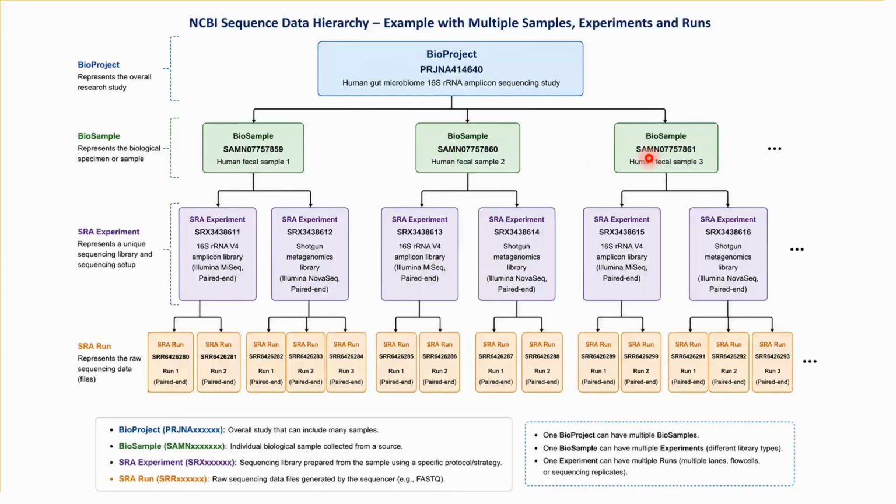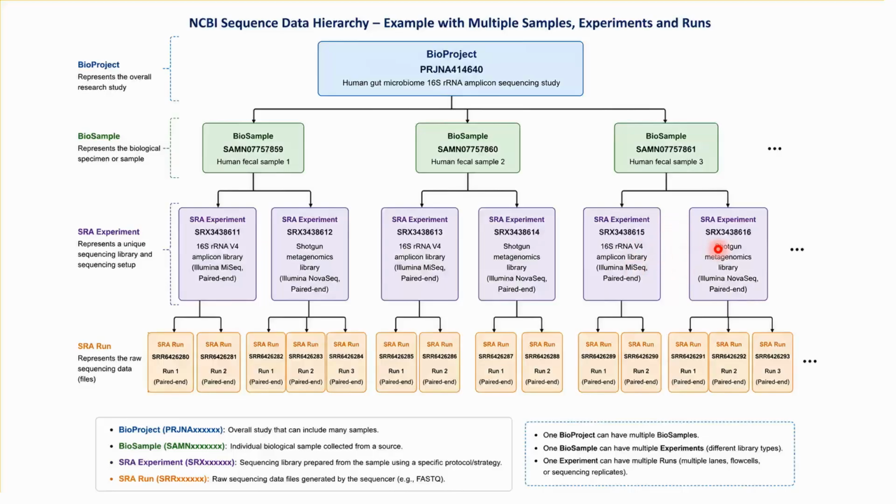Each biosample represents an individual biological specimen. In this case, human fecal samples collected from different individuals. Now look below each biosample. Each biosample can generate multiple SRA experiments. For example, under this biosample, there are 2 SRA experiments, as we can see here.